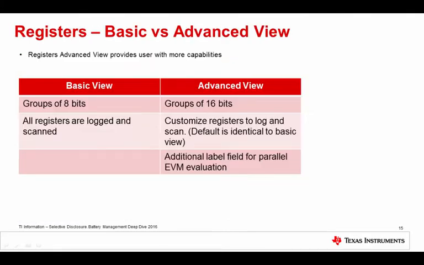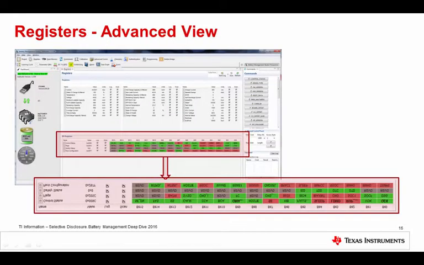For the registers, the advanced view gives you groups of 16 bits, and this is really the important feature I'll mention, it lets you customize the registers that are logged and scanned by the register plugin. So if you want to whittle down to a really high frequency log just for VIT, for example, or IVT, then that lets you select just down to that parameter set.